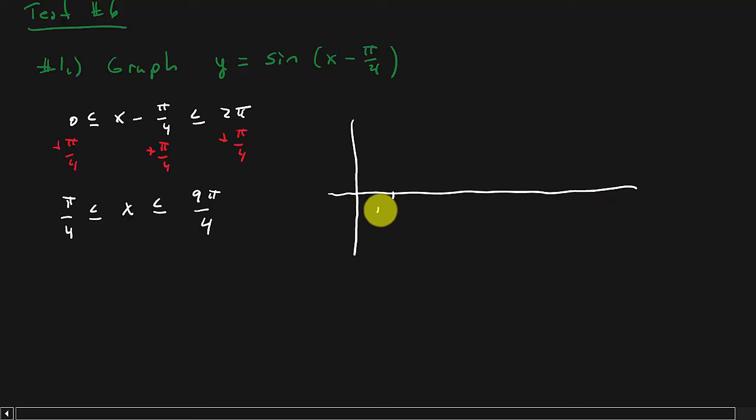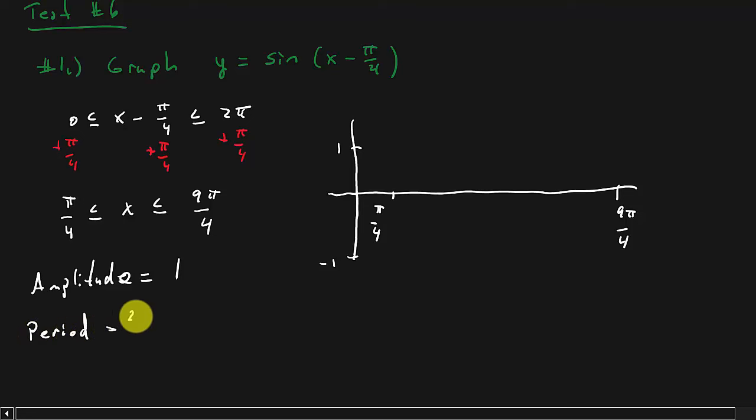We've got pi over 4, and we've got 9 pi over 4. That's the interval we're going to graph it over. And this is 1, and this is negative 1. So we know the amplitude is 1. The period is 2 pi over b. Remember, b is the number in front of x, so that's 2 pi over 1, which is 2 pi.